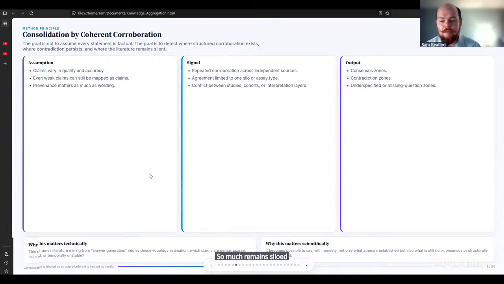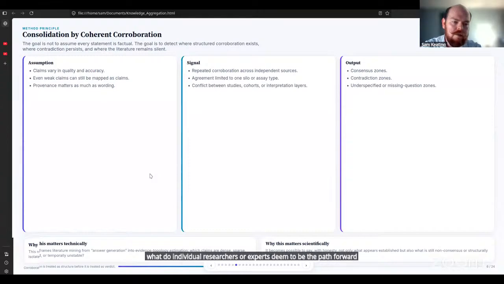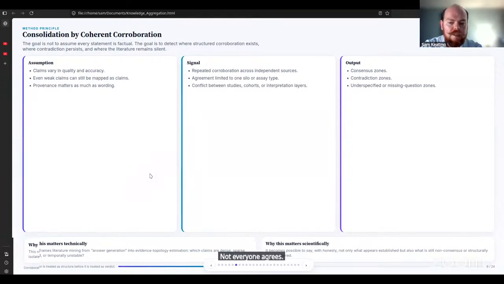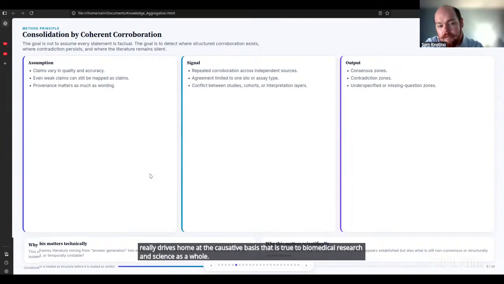So some of it will be mapping out the biomedical research of what individual researchers or experts deem to be the path forward and direction of progress. Not everyone agrees. Not everyone has the same vision. And within that paradigm, some of the claims, some of the sentences or knowledge, really drive home the causative basis that is true to biomedical research and science as a whole. And some of it isn't.